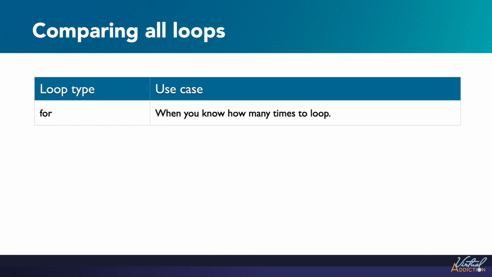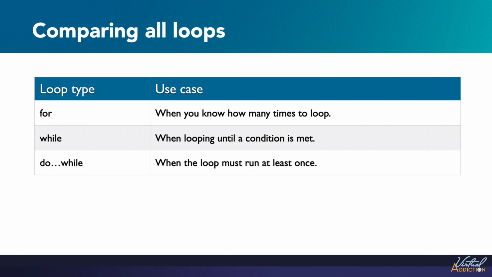So you should use for when you know the number of times to loop. You should use while when looping until a condition is met. You should use do while when the code must run at least one time. And of course, you should use foreach for arrays and objects. I hope this provides a better understanding of what the loops are and when you would want to use them within your code.